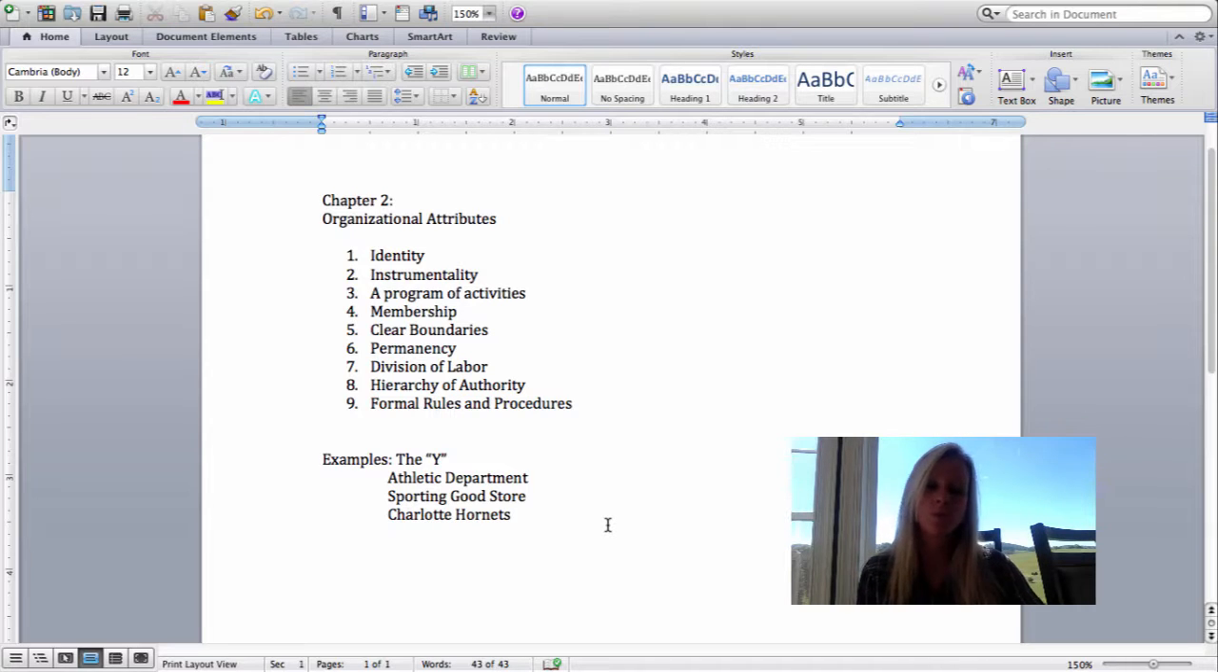And then formal rules and procedures, and this is an easy example of this, is the NCAA. You have to have those explicit rules in place so that your employees, so yourself and your employees, know what rules and procedures and policies need to be followed in any given situation or circumstance.